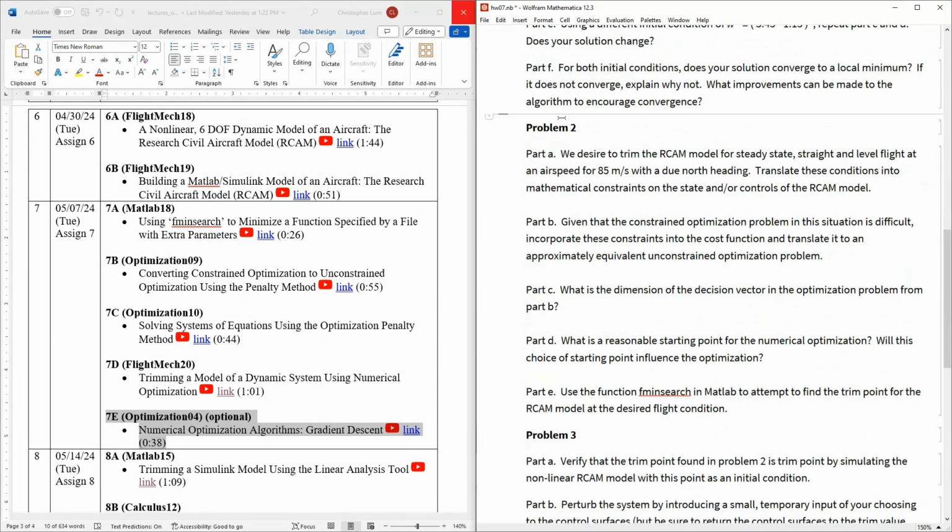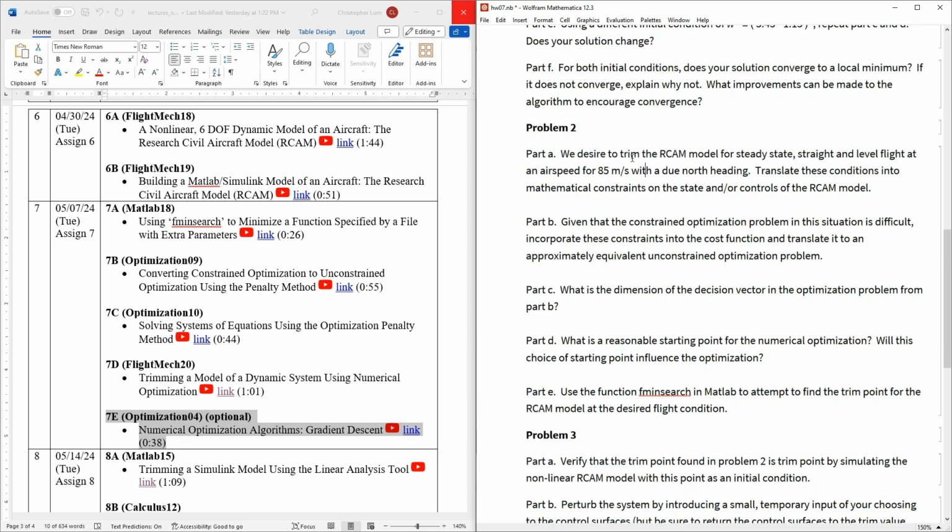Okay, so in problem 1, we figured out how to do optimization using numerical gradient descent for this sterile mathematical problem. Now, what I want to do for problem two is take our RCAM model and actually apply those mathematical ideas to this engineering system. So this is where it goes from math to engineering, right?